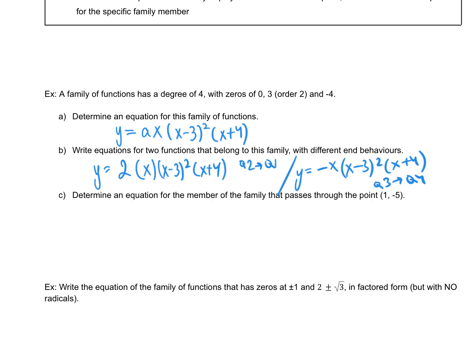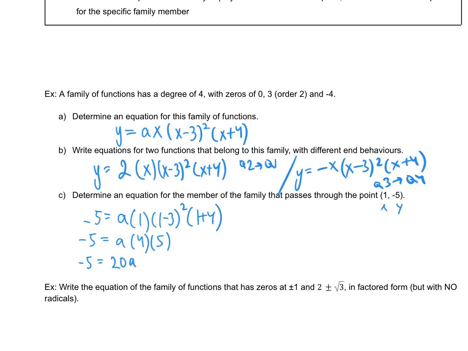Now let's go specific. Determine an equation for the family member of the family that passes through the point (1, -5). Well, now that I have a point, that's an x and a y value. So I'll replace y with -5 in my general equation for the family, and I'll replace all my x's with 1. And now it's cleanup time. So -5 equals a times 1, okay? 1 minus 3 is -2. -2 squared is 4. 1 plus 4 is 5. So that means we have -5 equals 20a. Divide both sides by 20, and you get -1/4 for your a value.